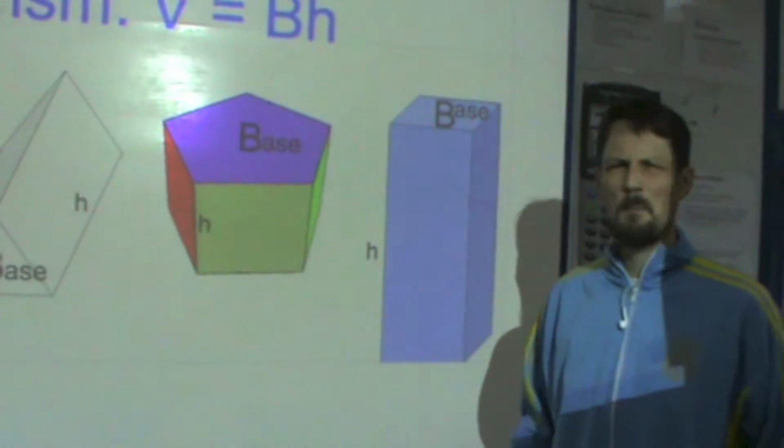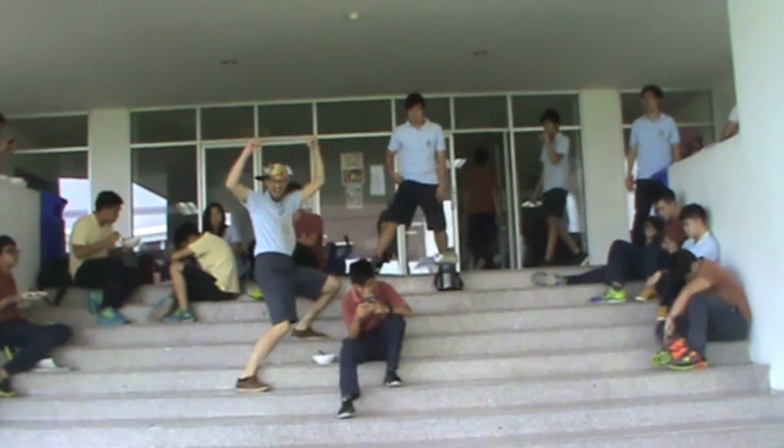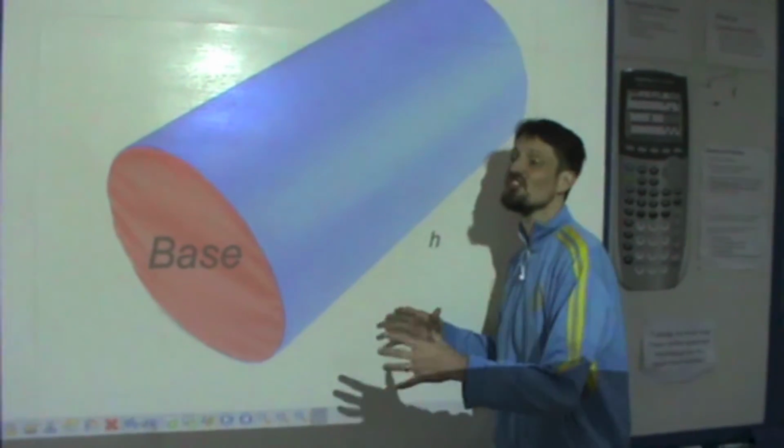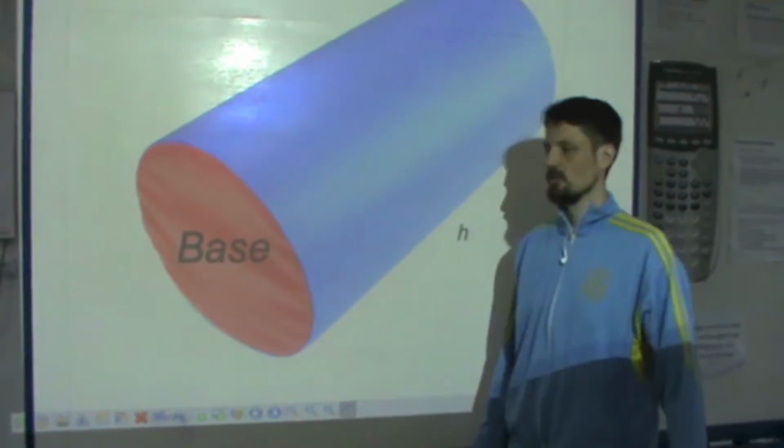Volume of a prism, it's all about the base, times altitude. Volume of a cylinder, all about the base, times altitude.